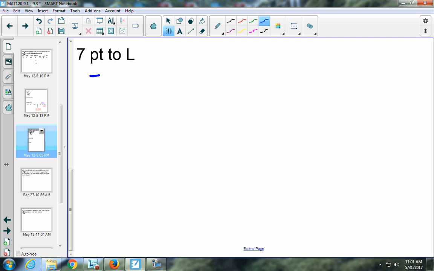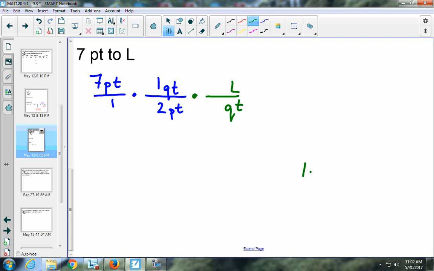So what I could do is focus on my 7 pints and put it over 1. And first change my pints to quarts. So if I do that, I'll have 2 pints, 1 quart. But I don't want to have to do 2 separate problems. So I'm just going to keep going with this problem. And I'm going to convert from quarts to liters now. Now I still want my quarts in the denominator because I want those like units to cancel out. Now there are 2 different conversions to go from quarts to liters. You should have on your paper that 1 quart equals 0.95 liters, or that 1.06 quarts equals 1 liter.